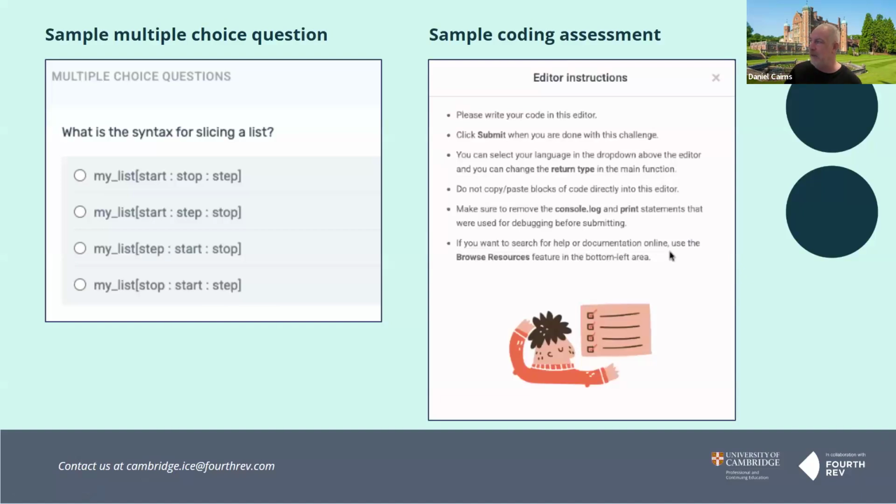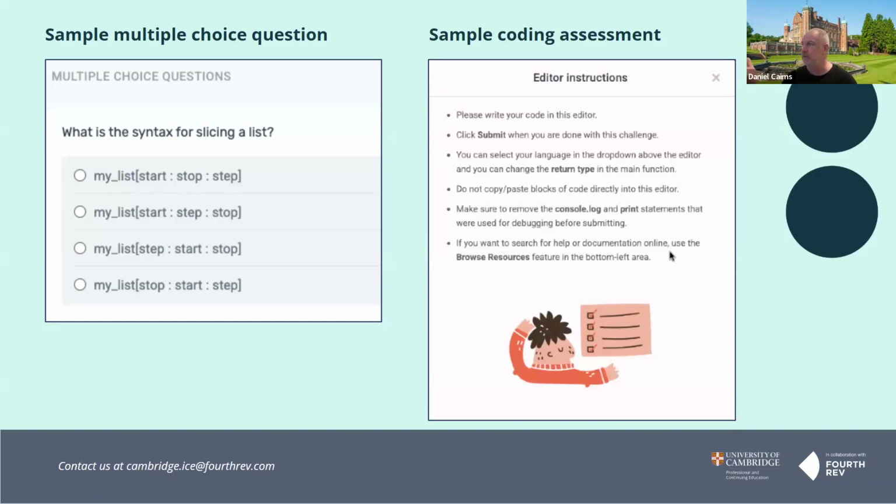Let's look at a sample multiple choice question and a sample coding assessment. So what is the syntax for slicing a list? You'll get those pre-learnings, obviously, to be able to answer that. And then a sample coding assessment. Write your code in the editor. When you click submit, you can also select your language in the drop-down return type.